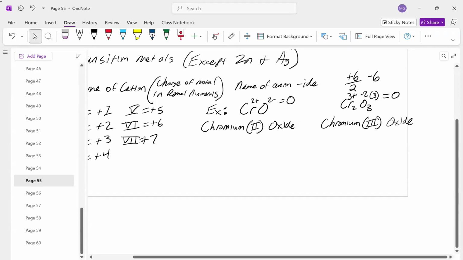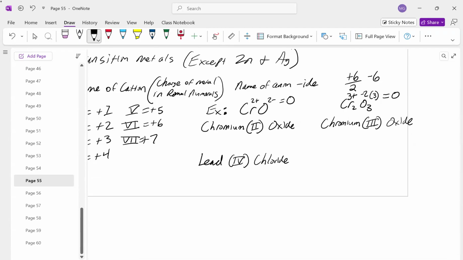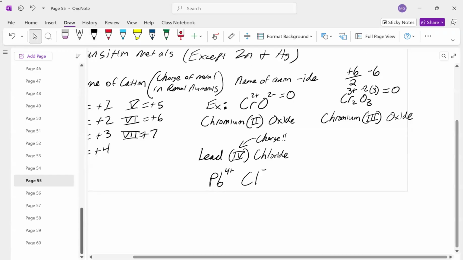Now, how about going the other direction? What if you're given the name? So let's look at lead 4 chloride. The Roman numeral tells you the charge on the metal. So that means in this compound, lead is +4 and chloride is always -1.